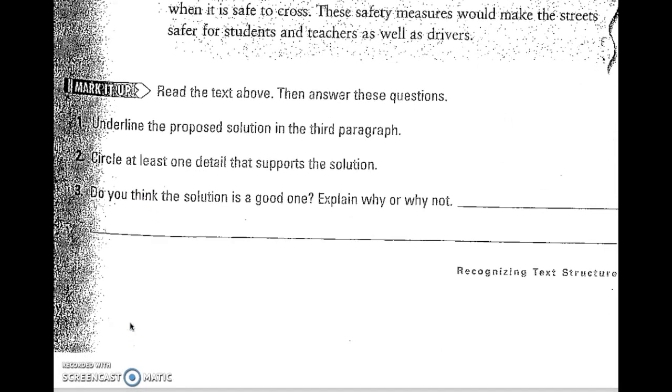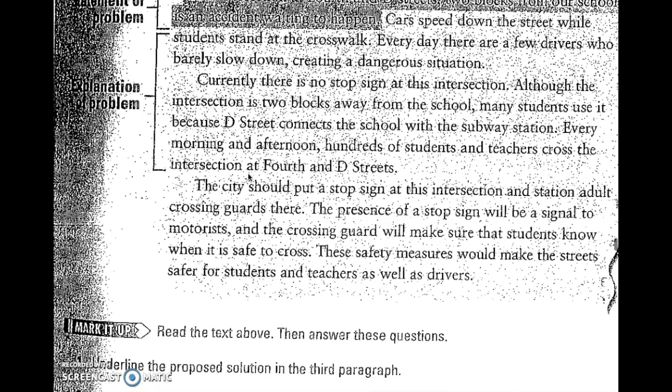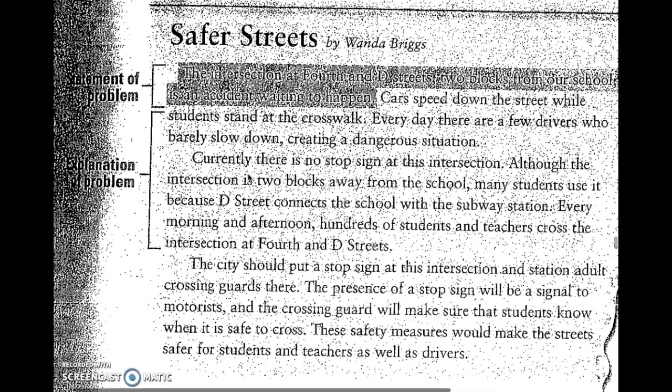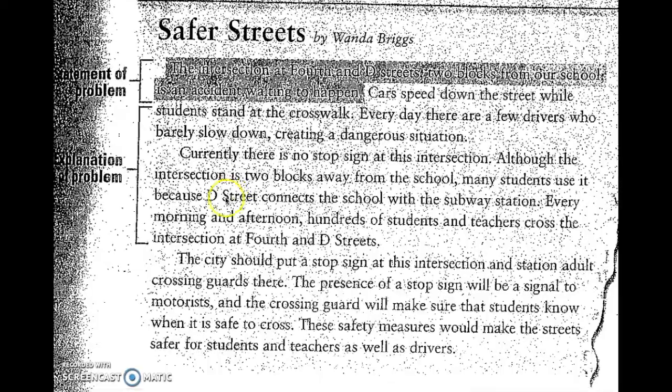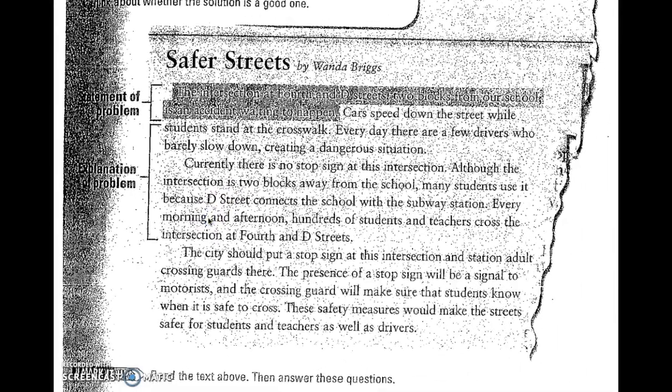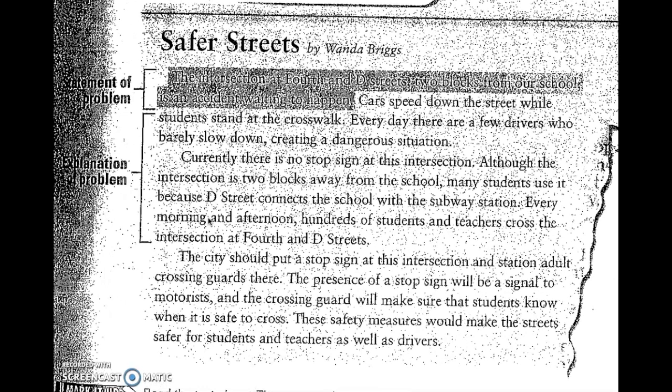So your question is, underline the proposed solution in the third paragraph. Circle at least one detail that supports the solution. Do you think the solution is a good one? Explain why or why not. So those questions will be at the right in just a second here while I get the whole text on the page.